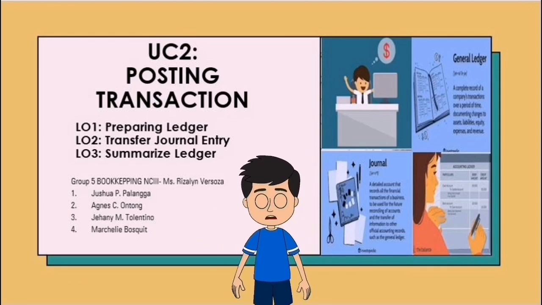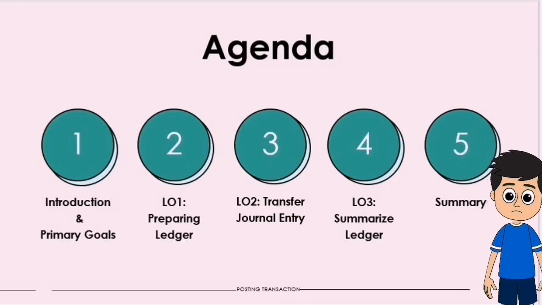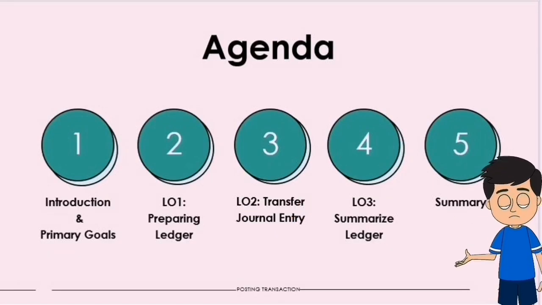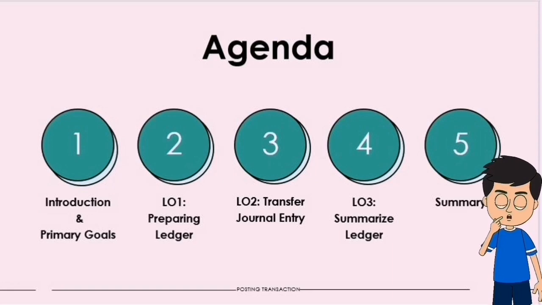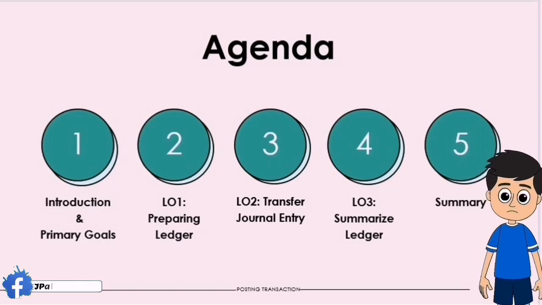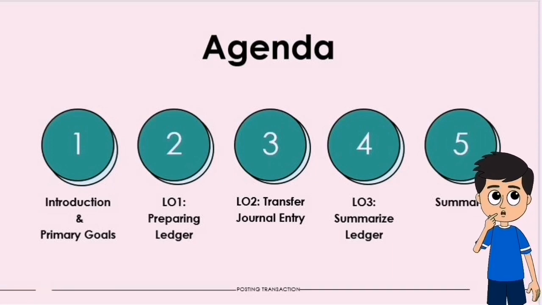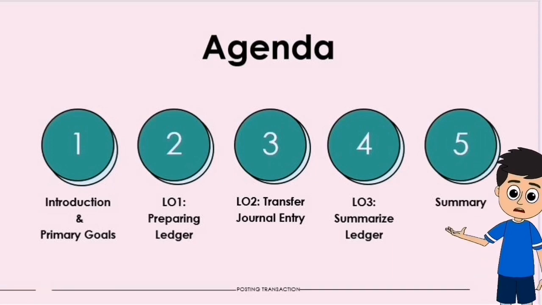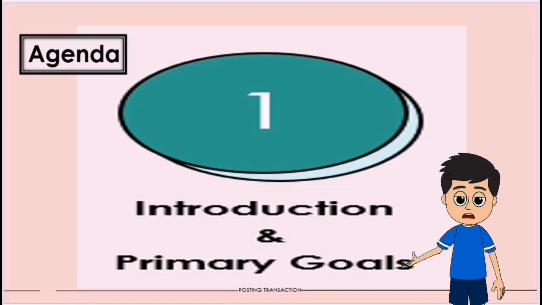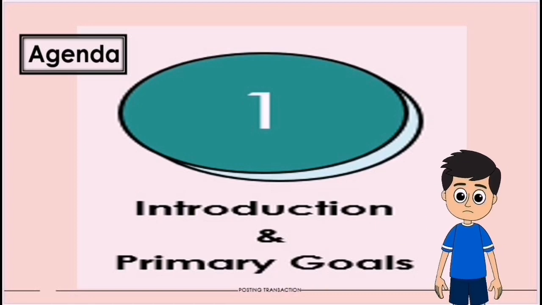LO3 summarize ledger. The agenda for this presentation is as follows: introduction and primary goals, which I, Joshua Palanga, will discuss first. Second, LO1 preparing ledger, to be reported by Ms. Agnes Ontong. Third, LO2 journal entry, to be reported by Ms. J. Eni Tolentino. Fourth, summarize ledger, to be reported by Mark Alibasco. First agenda, introduction and primary goals.